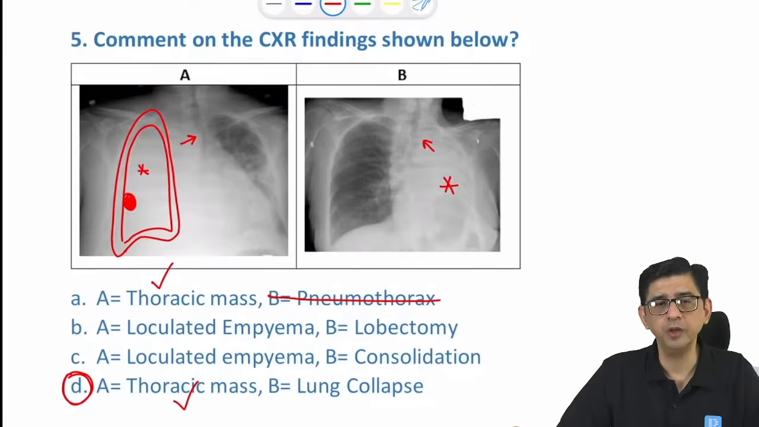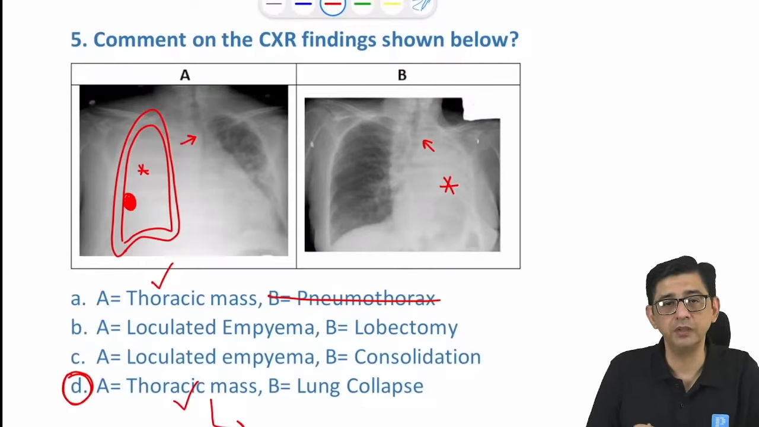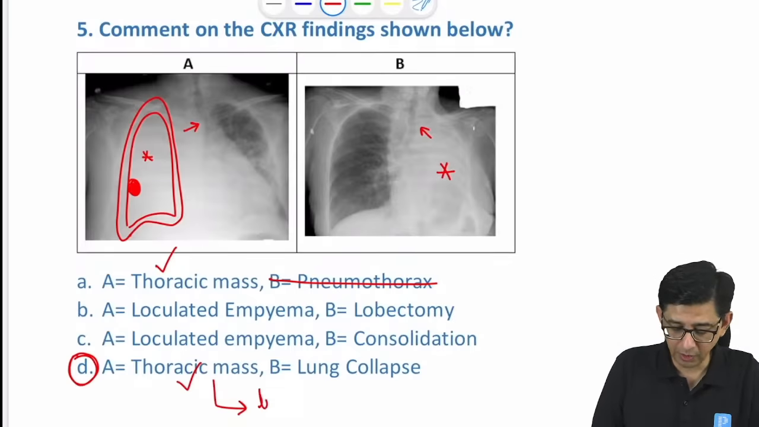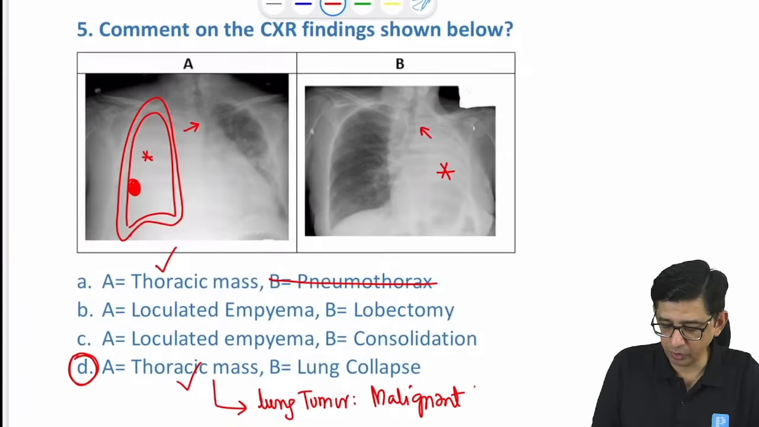Whether I say massive pleural effusion or I say a thoracic mass, the meaning of the word thoracic mass is that there is a lung tumor. It's a very small lung tumor, but what that small lung tumor is causing is a malignant massive pleural effusion.